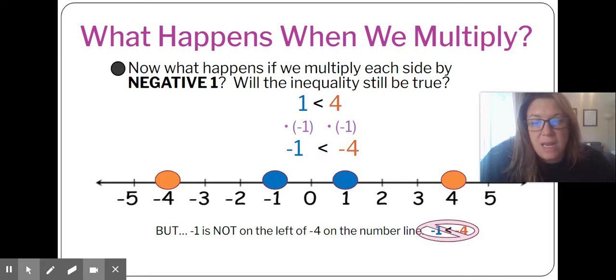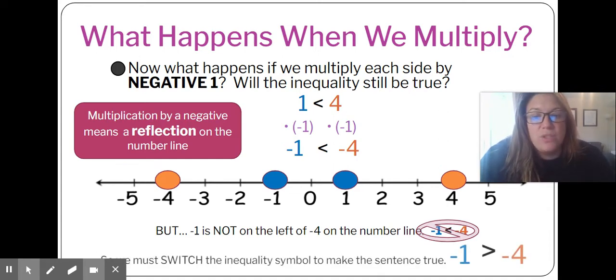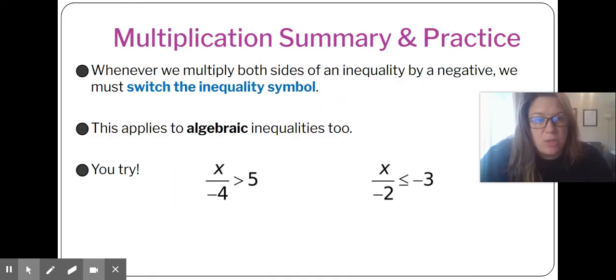We multiplied by a negative, and now it's not true anymore because it's a reflection on the number line when you multiply by a negative. So we have to flip the sign. We're going to switch this inequality from a less than to a greater than, and then it's a true statement. -1 is greater than -4. This is the only special case, guys.